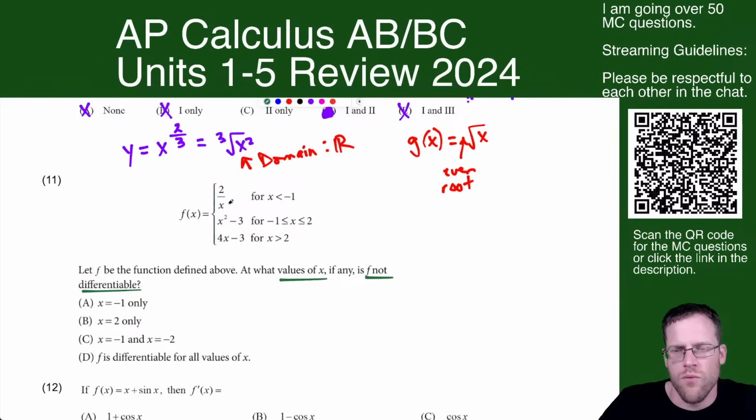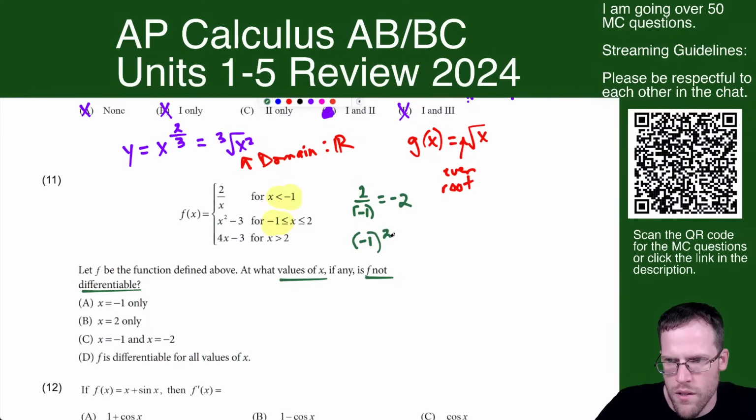If I plug in -1, where my head goes right away is let's see how these match at -1. Like I would plug -1 into this and this. All right, 2 over -1 is -2. And if I plug in -1 here, -1 squared minus 3 is -2. So this thing over here is continuous at x equals -1.